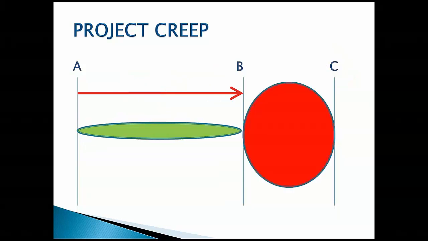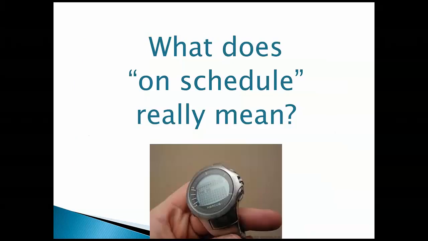Because what happens, sure enough, you get to the point, and this is where my friend was that I worked with, where there was so much time lost, there was no way they were going to be able to meet that date. So the question here associated with that is, what does on schedule really mean? One of the things I teach my clients all the time, when you ask somebody, is the project on schedule?